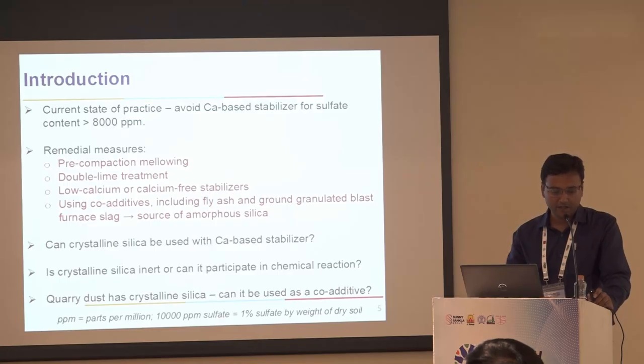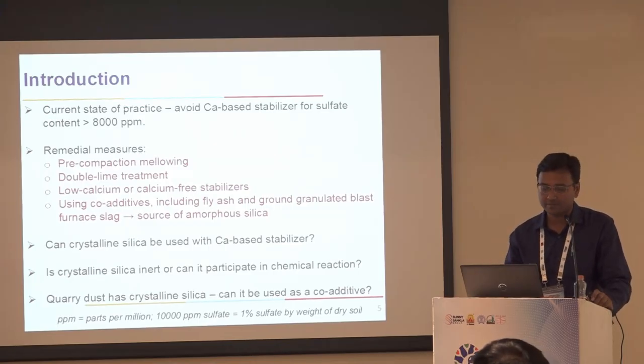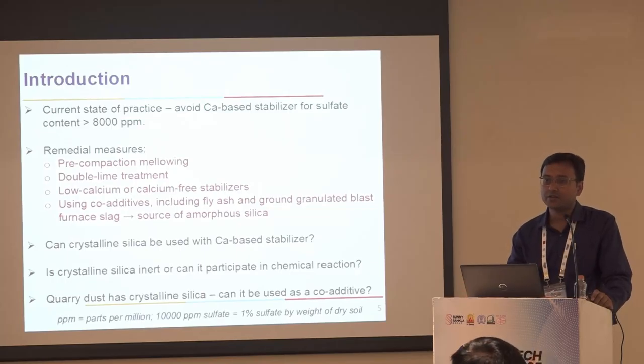which serve as some kind of source of amorphous silica. So that's why a few questions came to our mind: instead of using amorphous silica, can we think about using some kind of crystalline silica phases? Will the crystalline silica just remain as inert material, or will it participate in chemical reaction? So quarry dust, which has crystalline silica, we wanted to check whether it can be used as a co-additive with calcium-based stabilizer.